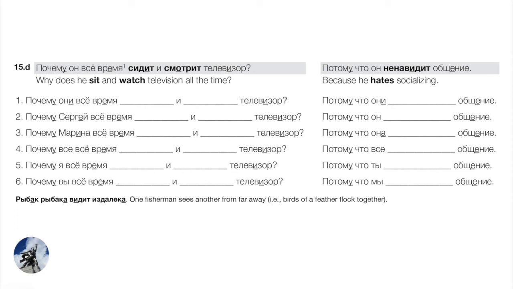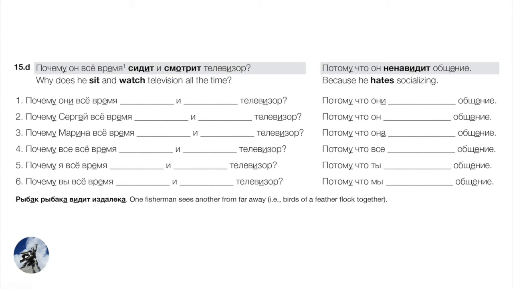Number two. Почему Сергей все время сидит и смотрит телевизор? Another third singular example, like in the model. Потому что он ненавидит общение. He hates socializing. Number three. Почему Марина все время сидит и смотрит телевизор? Another third singular. Потому что она ненавидит общение. Number four. Почему все все время сидят и смотрят телевизор? There's все as our subject, meaning everyone. Why does everyone sit and watch television? Потому что все ненавидят общение. Everyone hates socializing.